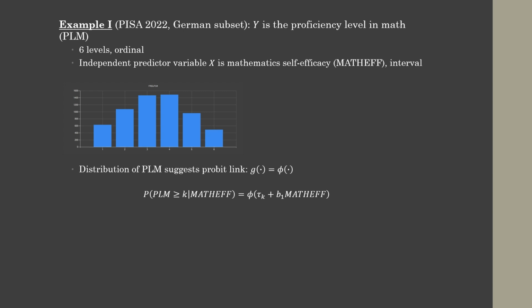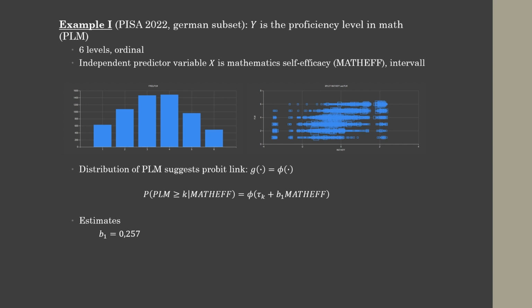Okay, we have our model: the probability of PLM taking category k or a larger one, conditional on the independent variable mathef. All right, so let's run the machine to get the estimates. At first, b1, the regression coefficient of mathef, shows a positive effect on PLM. The higher the mathematics self-efficacy of the students, the higher their proficiency level in the math domain.